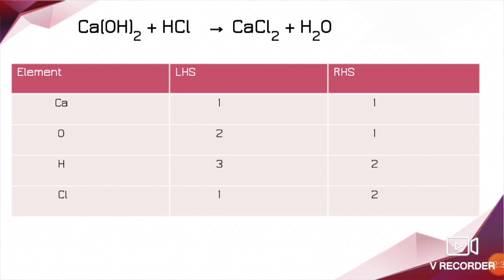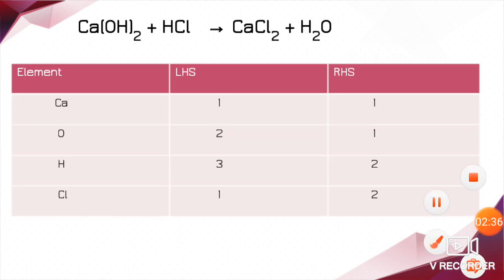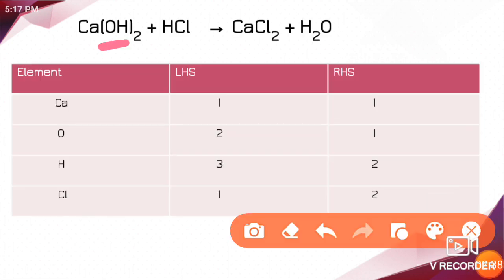Here 2 oxygen atoms are present. Right or no? Right? Yes. And in the product side, how many oxygen atoms are present? Here 1. So in the reactant side, 2 oxygen atoms are present. In the product side, 1 oxygen atom is present. And next, count the number of hydrogen atoms.